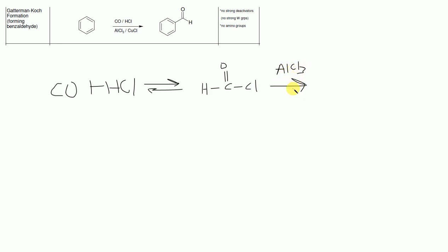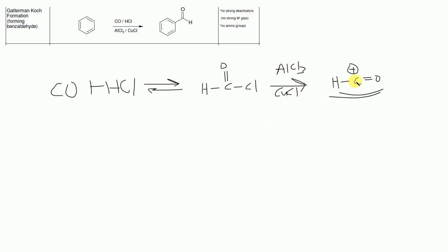So what we have is CO, and HCl. Well, actually, I don't know if that's the structure. But let's just say we have CO plus HCl, and this is a reversible reaction that will give us this structure. And then this structure will now react with our aluminum trichloride and our COCl. And then this will essentially get us this structure. Okay, so this is the goal right here.